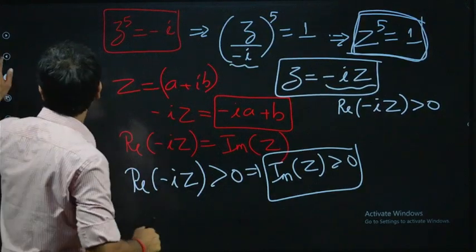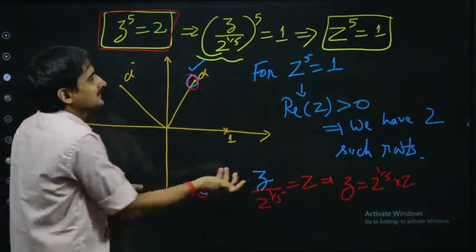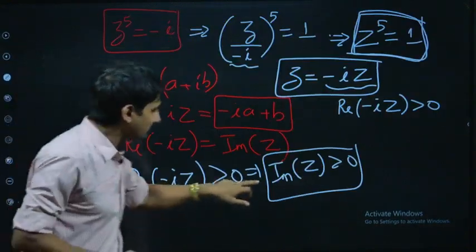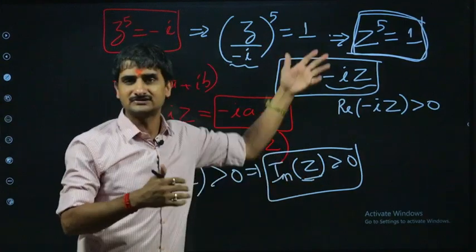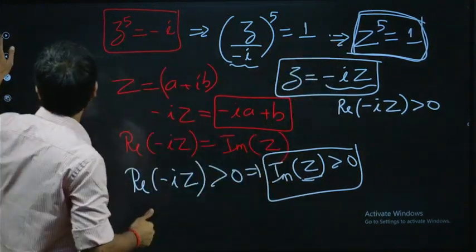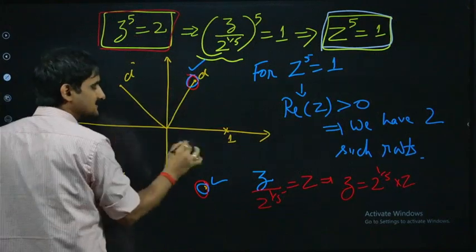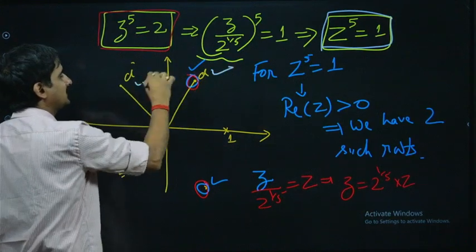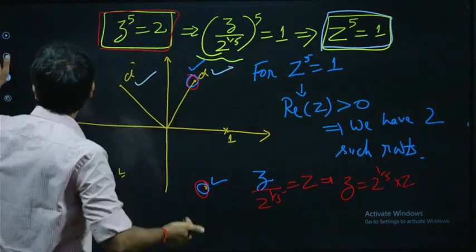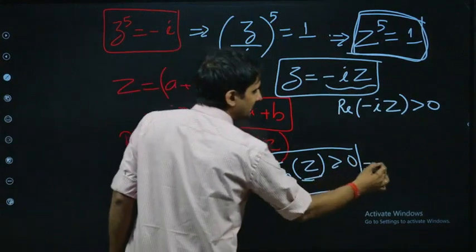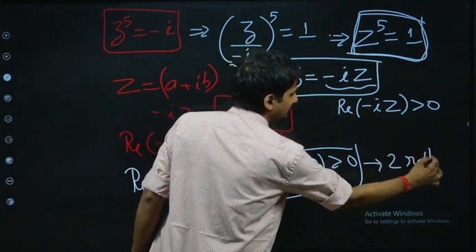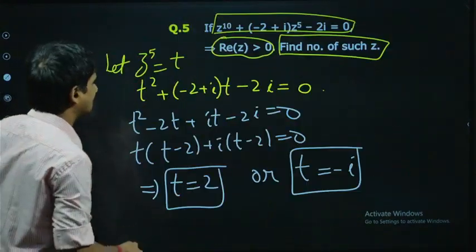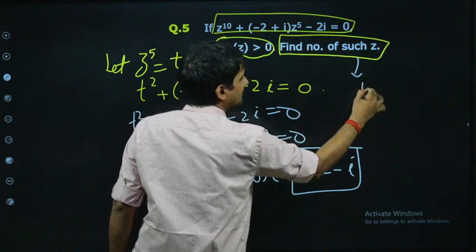Now let's come back to this equation, Z raised to power 5 is equal to 1. It's the same case. Now what are we looking for? Here we are looking for those roots of this equation whose imaginary part is positive. So how many such roots are there? Imaginary part is positive means those roots which are above the real axis. So one this one and another this one. So again, we have 2 such roots. So how many total such z? 2 in this case, 2 in this case. So the answer should be: the number of z is 4.